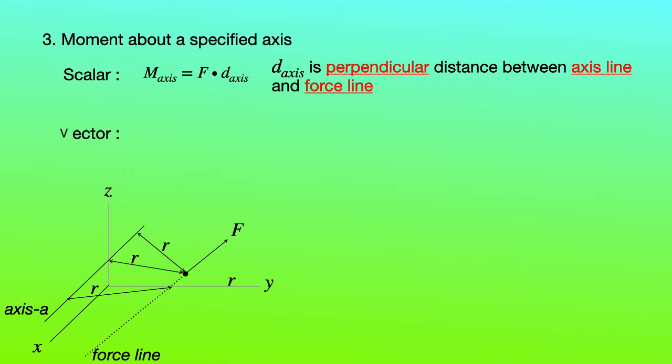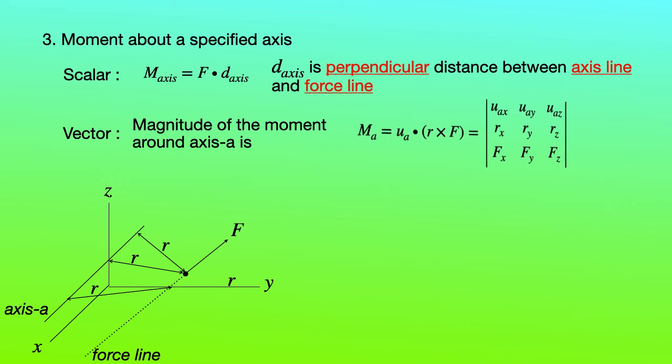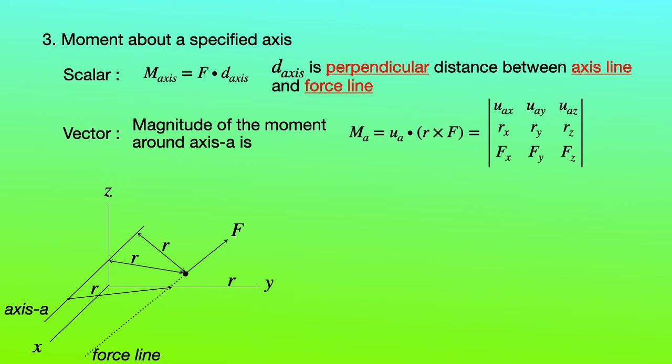By using the vector, we can define the magnitude of the moment around the axis as Ma equals ua dot product in brackets r cross product F, where ua is the unit vector of the axis. The unit vector shows the direction, so you need to understand what the unit vector is.